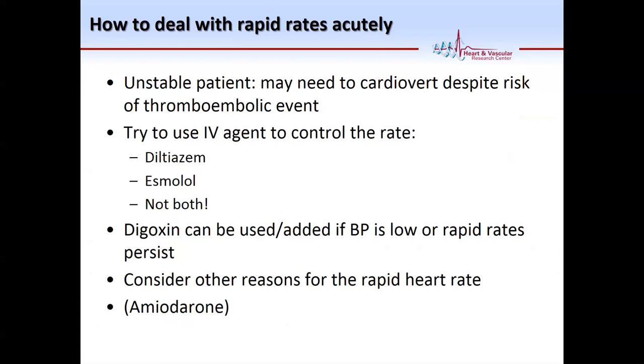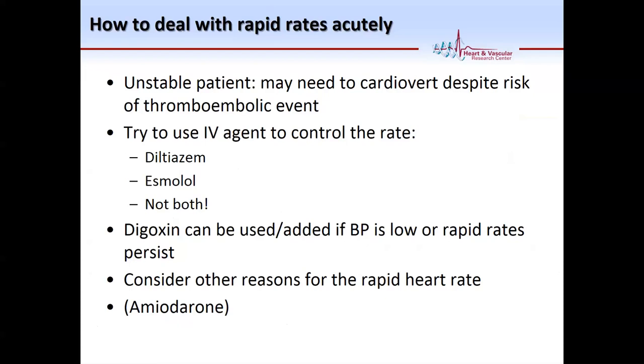If you have any room to slow them down, intravenous diltiazem or intravenous esmolol or intravenous metoprolol may be tried to slow the rate. I would say diltiazem and esmolol because of the shorter half-life, you'll probably get away with a little bit better. And a lot of times, if you can just get the rate to slow down, you can stabilize the patient.